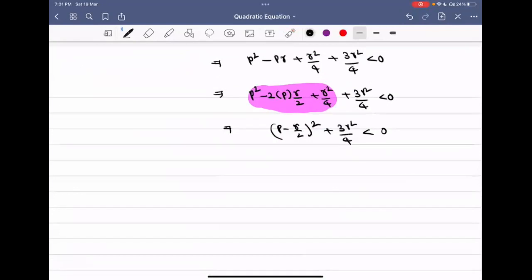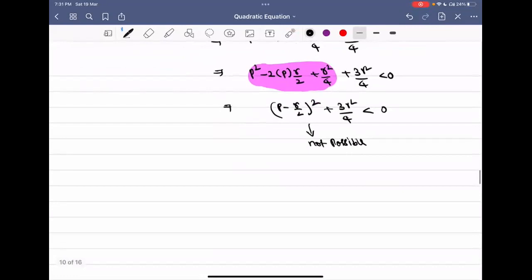True. Therefore this is not possible. Therefore our supposition or our assumption, that what is to be proved, our supposition is wrong. Our supposition is wrong.